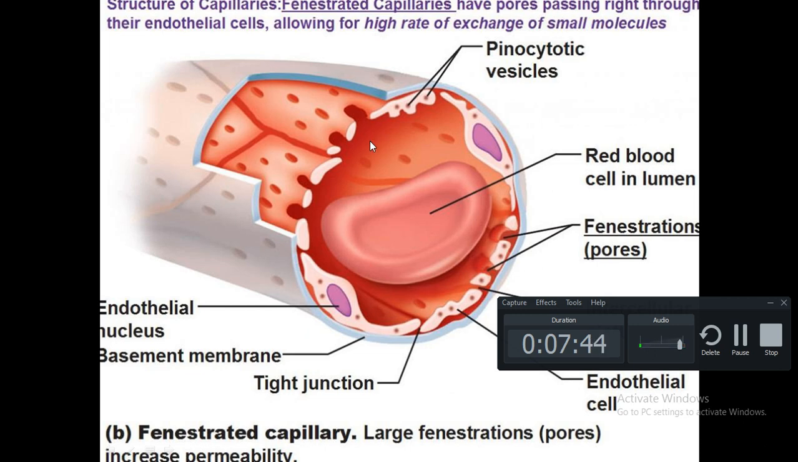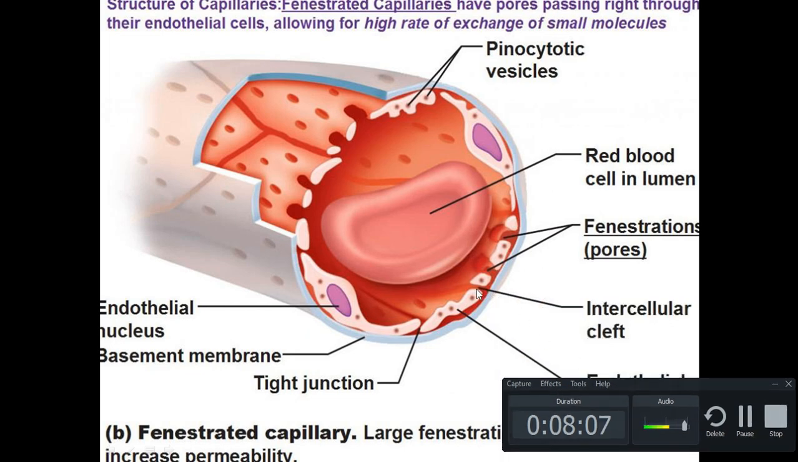So this is the structure of the capillaries. You can see this is the endothelial nucleus, and this is the basement membrane shown here in blue color. Then sometimes there are tight junctions present between two adjacent cells, which do not allow the fluid to pass easily through these junctions. And sometimes there are intercellular clefts, that means gaps connecting the outside of the capillary to the inside, and there are sometimes wide pores present which are known as fenestrations.